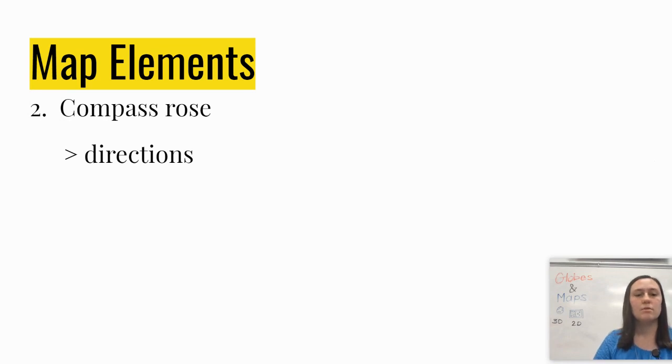Next, we have compass rose, and that's just the directions. So the 4 cardinal directions, we have north, south, east, and west. You should be able to see that compass and know, okay, which way am I heading?